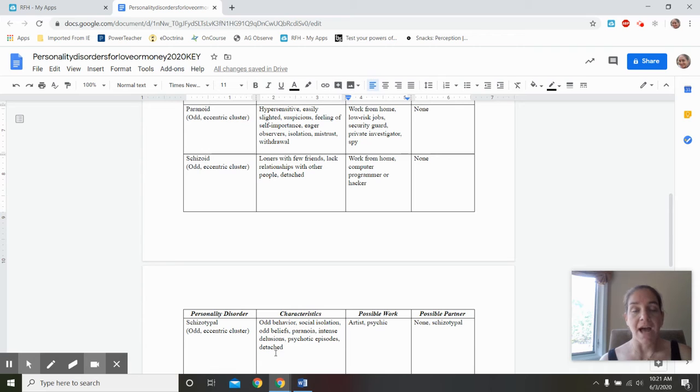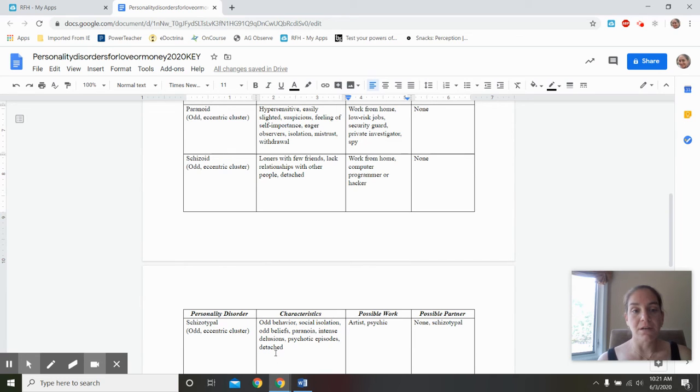Now, one thing is that they can work from home. They can have low risk jobs. They can be a security guard or a private investigator or a spy. In some ways, those paranoid features, being hypervigilant, work for them. As you can imagine, paranoid personalities tend to not actually couple up with other people because they are paranoid that the other person is cheating on them or having an affair. So they tend to be alone.